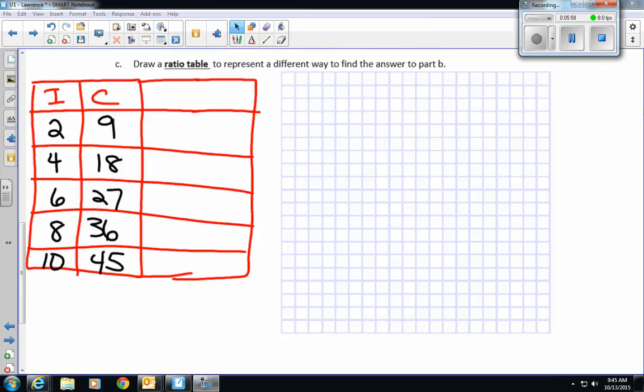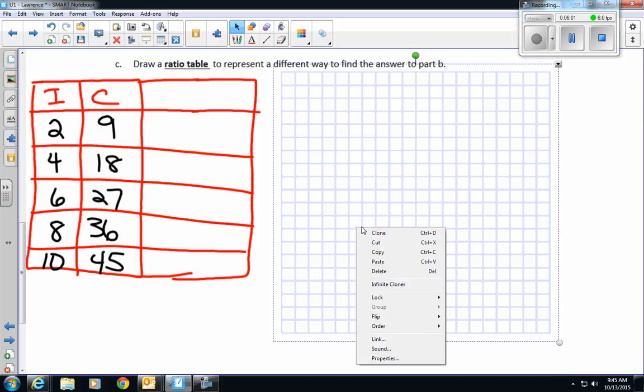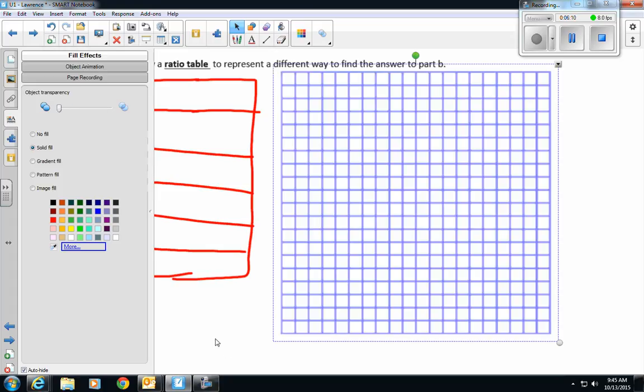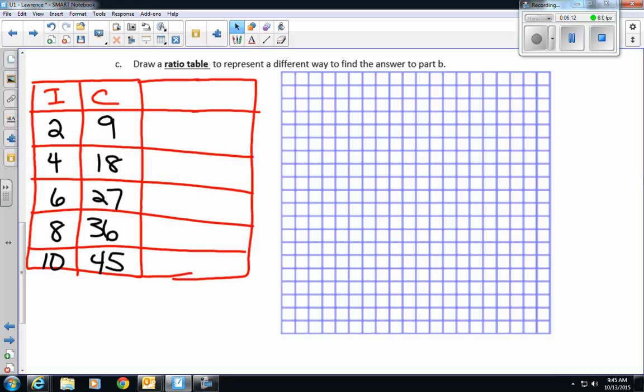You all have your graph paper there. Let me make mine a little bit darker. All right. We are going to take our tables and we are going to make, okay, whoa. Wait, this is backwards. It's 2, 9, 4, 18.